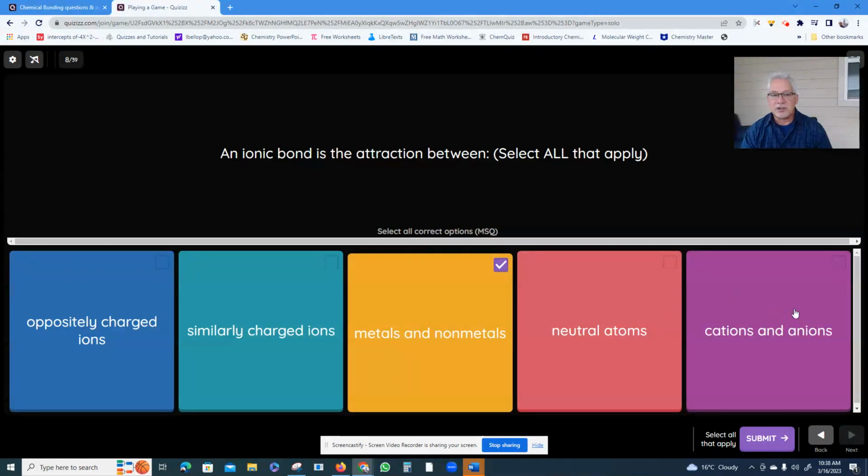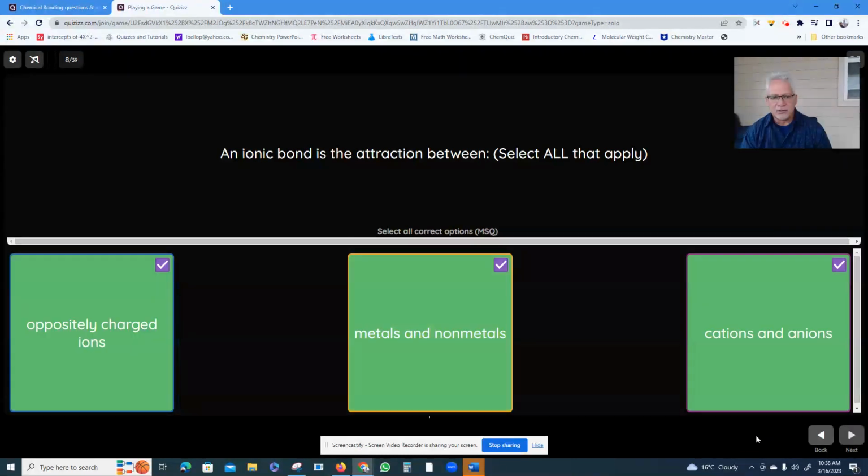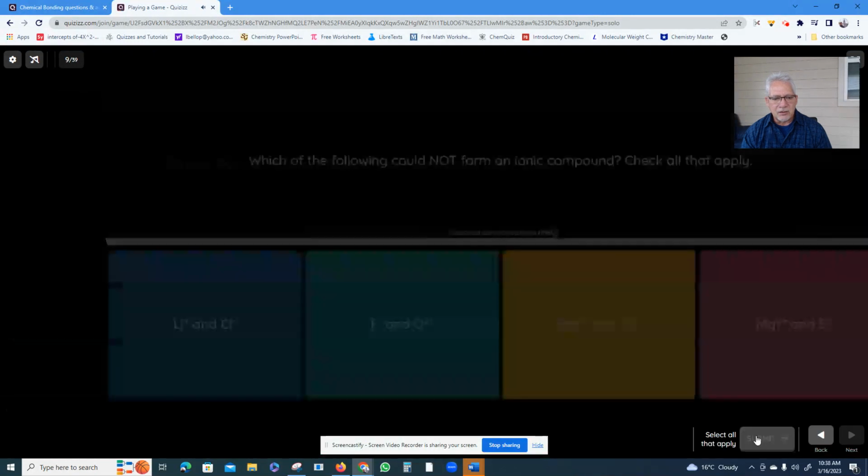And cation, because it's multiple, so there is more than one. So that will be between cations and anions. And also opposite charge ions. Similar charge, no. Neutral atom, no. Let's see if the three that I picked are the right ones. Yes, that's the correct one.